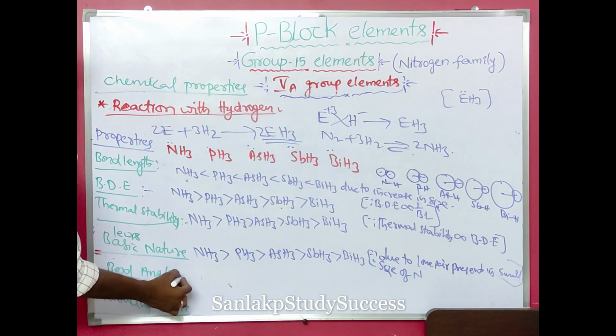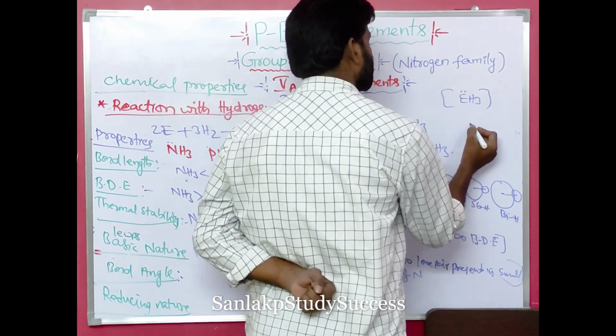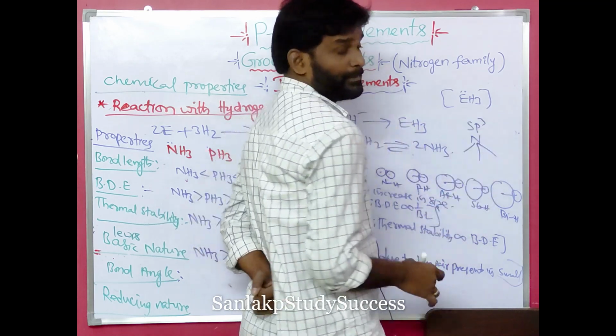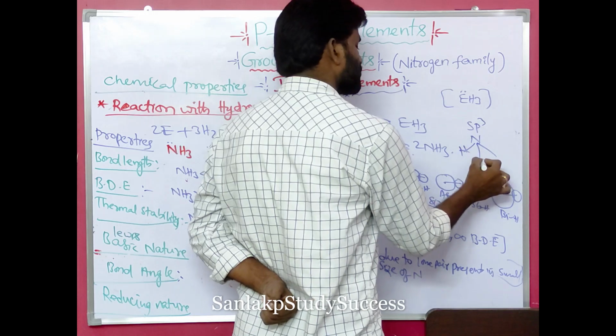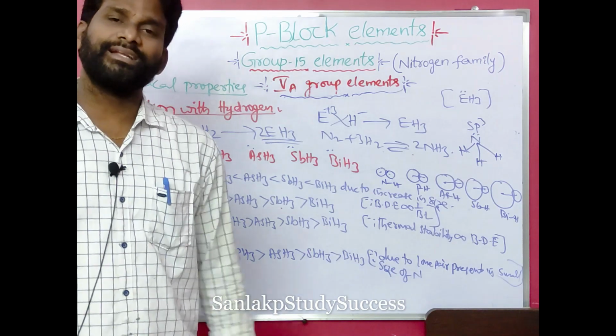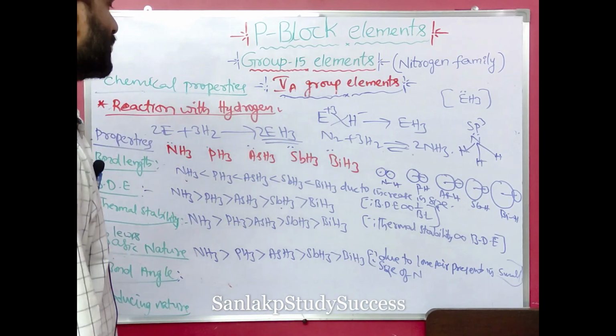And bond angle. Here all undergo sp3 hybridization, so according to sp3 hybridization the bond angle is 109 degrees 28 minutes. But here not all are bond pairs. Three are bond pairs and one is a lone pair. So the bond angle deviates from 109 degrees 28 minutes to a lower value.